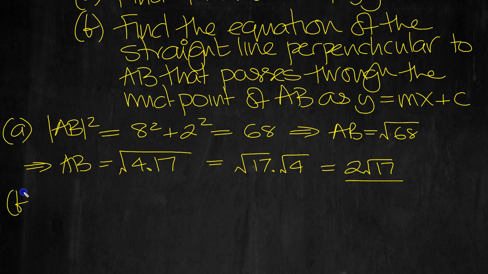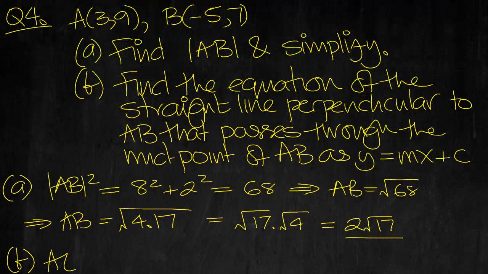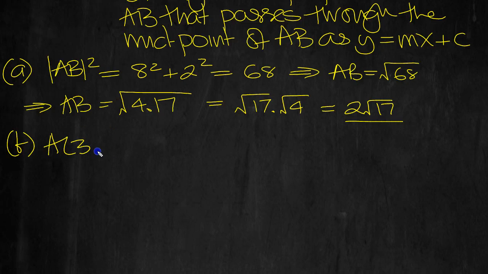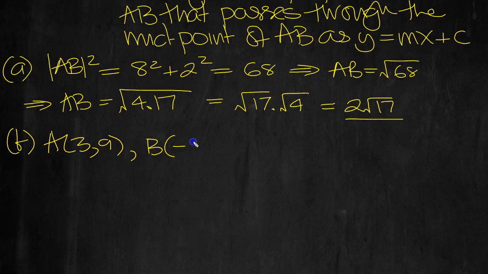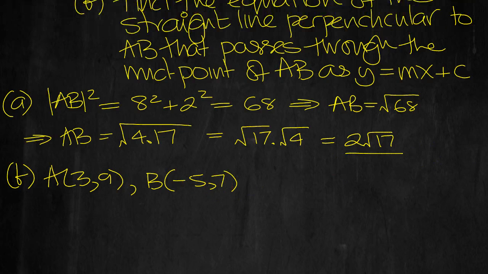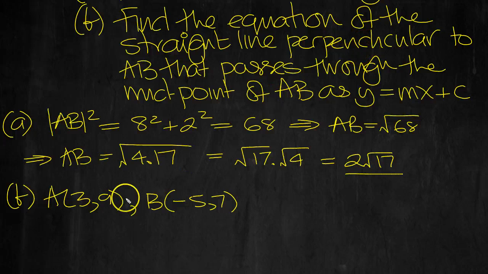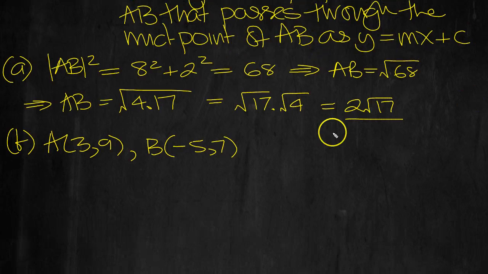Okay, so this is part B. So let's just write down the coordinates from above. First of all, A is 3, 9. And then B has coordinate minus 5, 7. Okay, so we need the gradient of perpendicular. So we need the gradient of this line, and then we can get the perpendicular gradient. We also need the midpoint of AB.